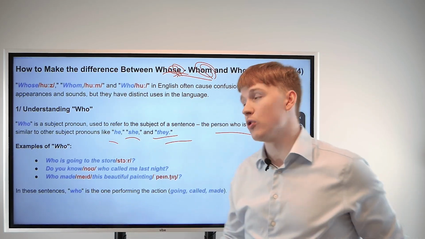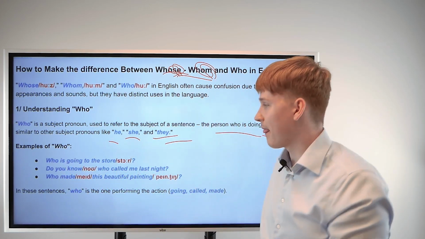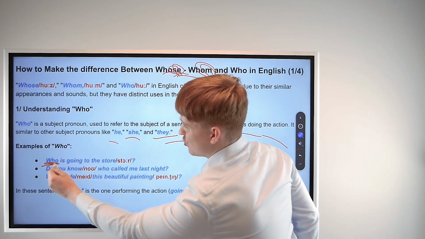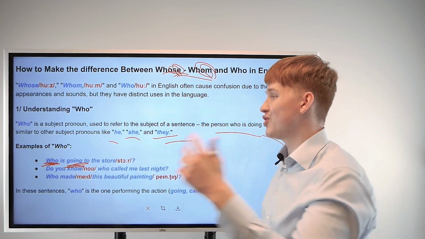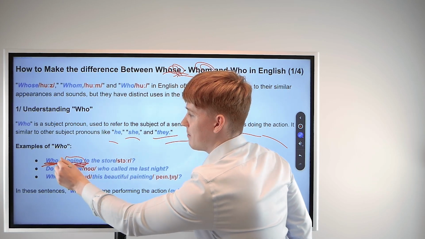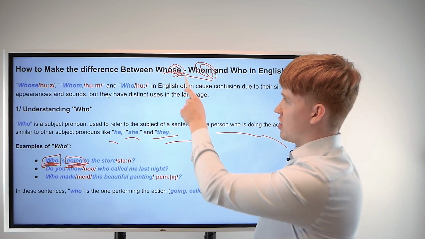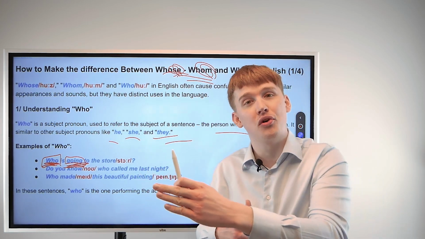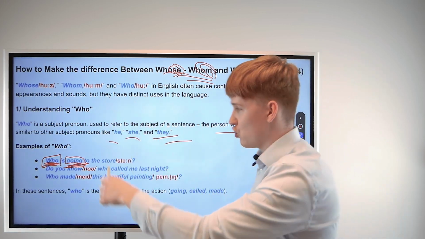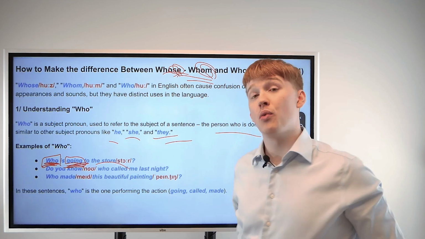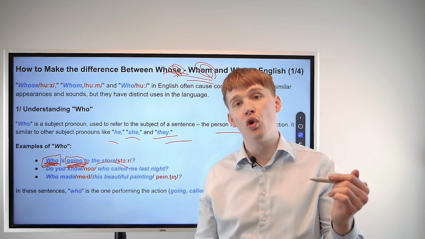Let's have a look at a couple of examples here. Who is going to the store? So who is doing the thing of going to the store? Who is the subject? Who is going? That is an important one to remember because some of the other ones are different parts of a sentence. So remember, who is the subject here? Who is going to the store? And can you repeat the word store? Store.